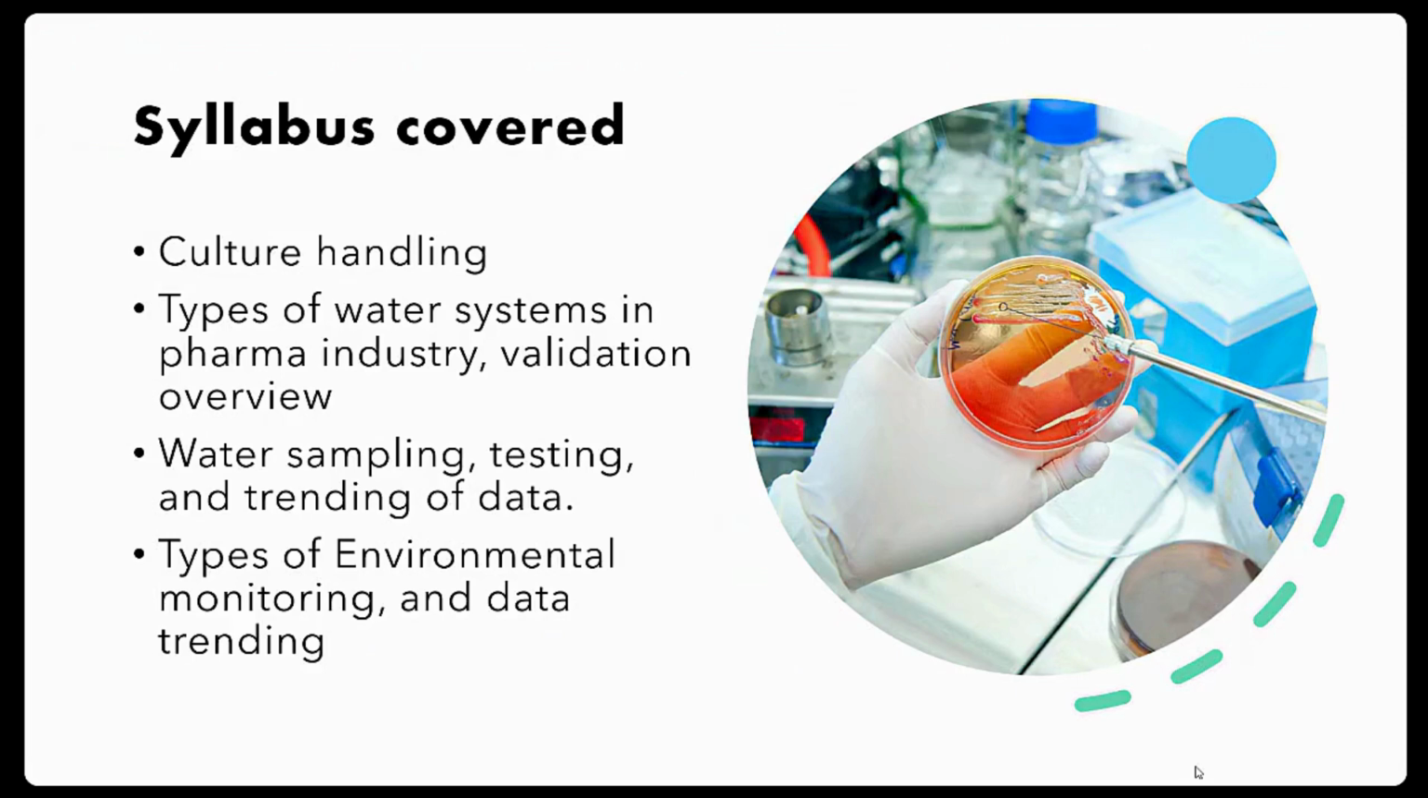Next, types of environmental monitoring and data trending. Environmental monitoring is the collection of air samples in the clean rooms. We have to check the air quality. This is done by two methods: settle plate monitoring and air sampling methods. For these also, we'll prepare the trending.